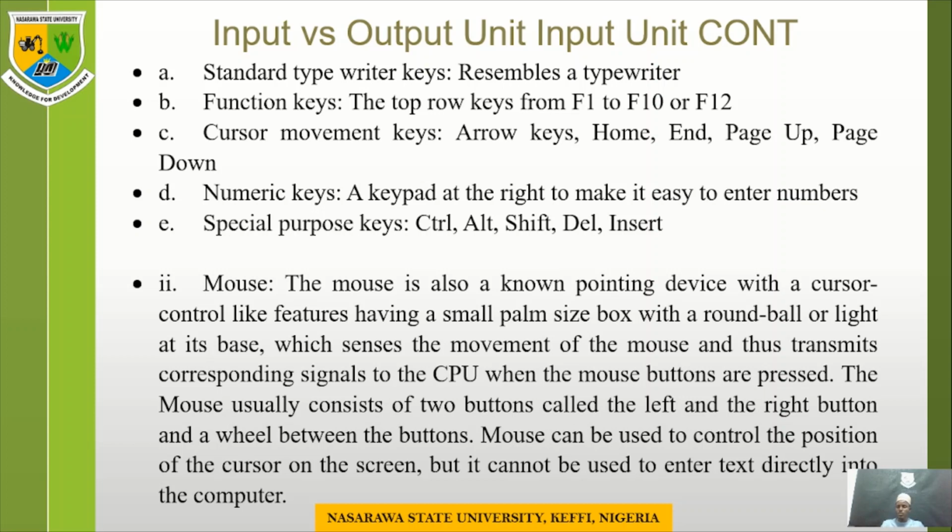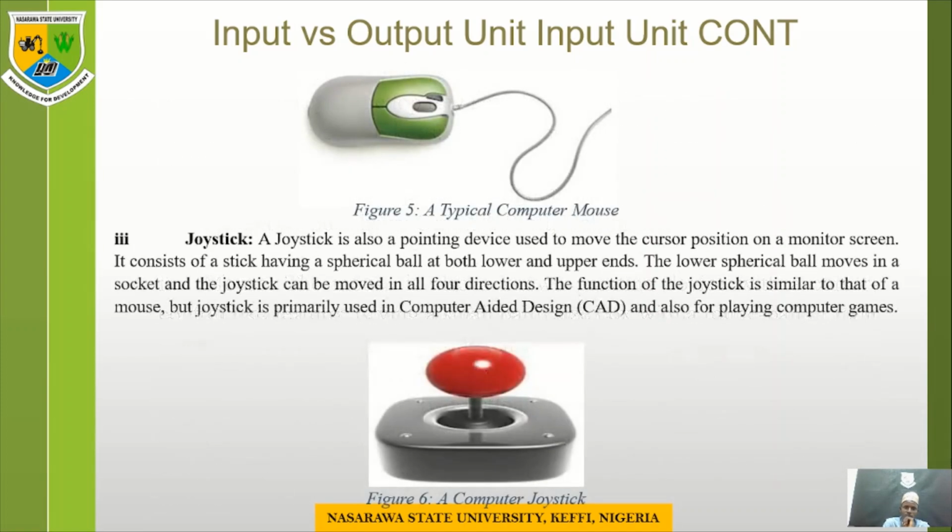As the mouse is moving, you all know it's moving. The mouse pointer is also moving towards the direction you move the mouse, and the mouse has a left click, a right click, and a scroll button at the center. This is the computer mouse. You can see it here. This is the diagram of the typical computer mouse.